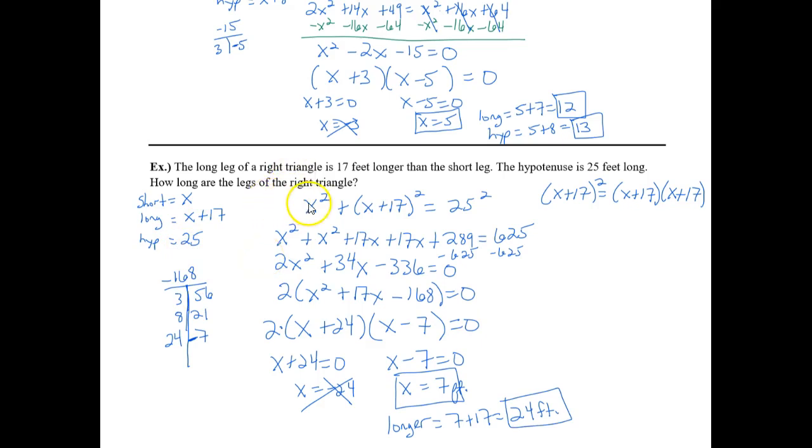So the biggest issue I see with these types of problems is forgetting to actually multiply that out as x plus 17 times x plus 17 so you don't lose your middle terms. You cannot distribute across a sum. You have to multiply it out all the way.